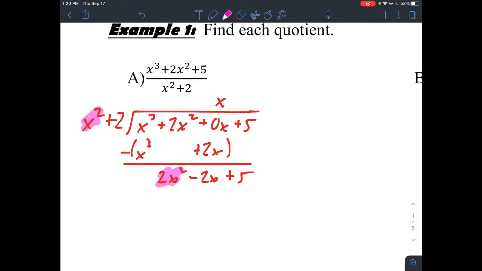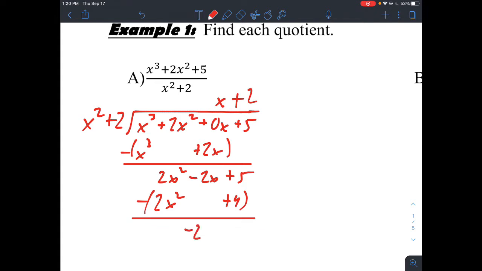Now 2x squared divided by x squared, what's left? 2. 2 times x squared is 2x squared. 2 times 2 is 4. Subtract, the first term cancels out. Negative 2x minus nothing is negative 2x. 5 minus 4 is 1.